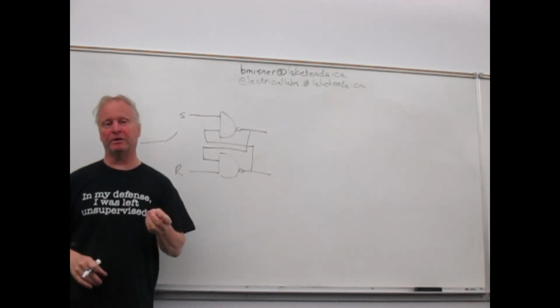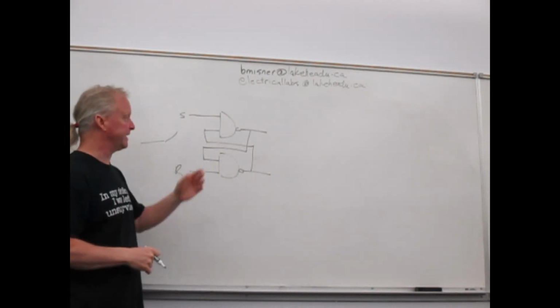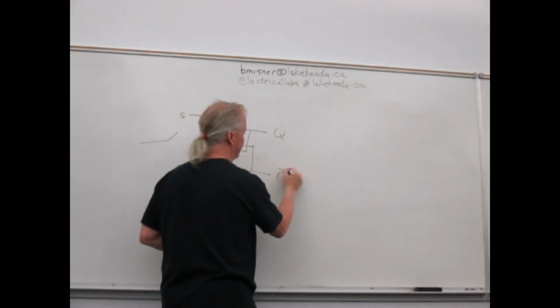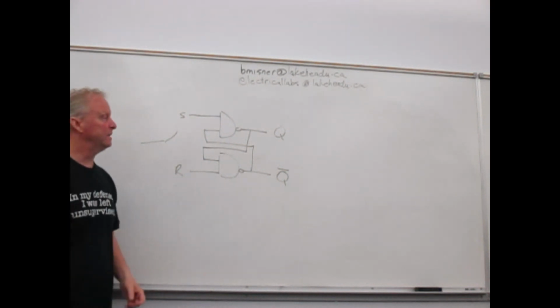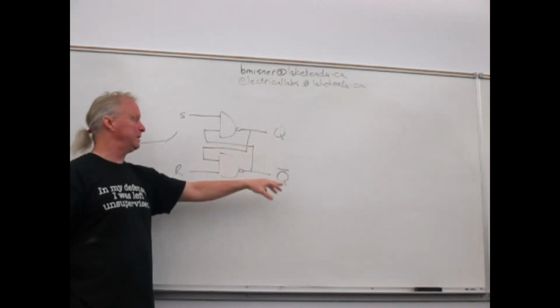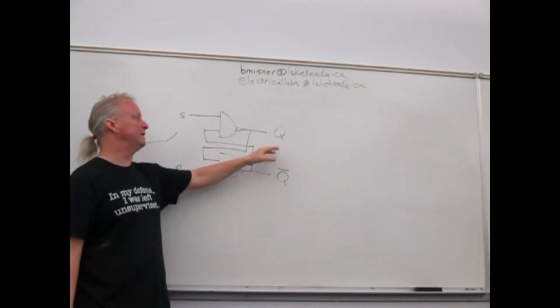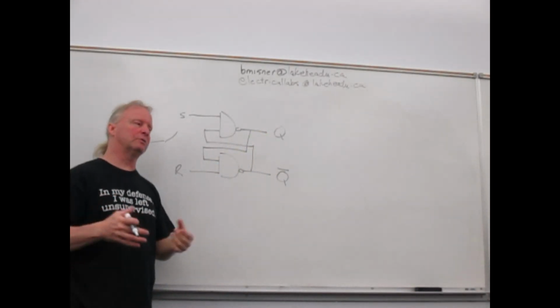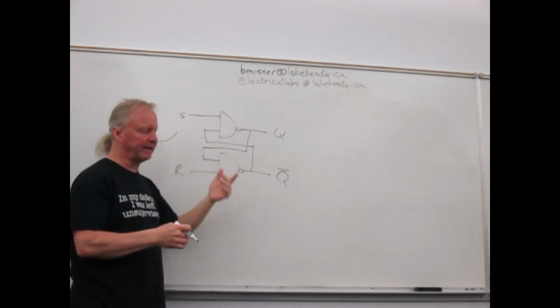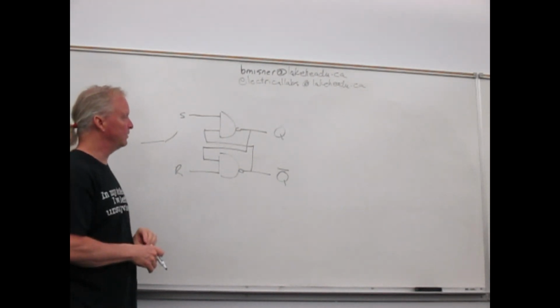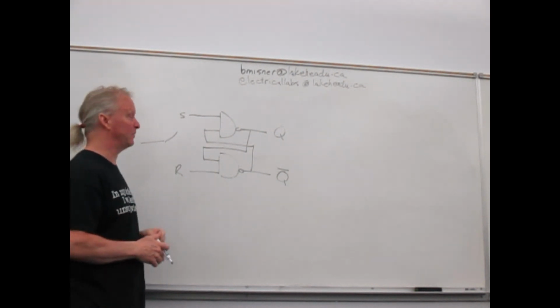The other thing we look at with the flip-flops are the outputs. We normally call them Q and Q bar, right? So again, if Q is 1, Q bar has to be 0. If Q bar is 1, Q is 0. So it's always the opposite, and hence the Q and Q bar. Okay? So this is the basic flip-flop.